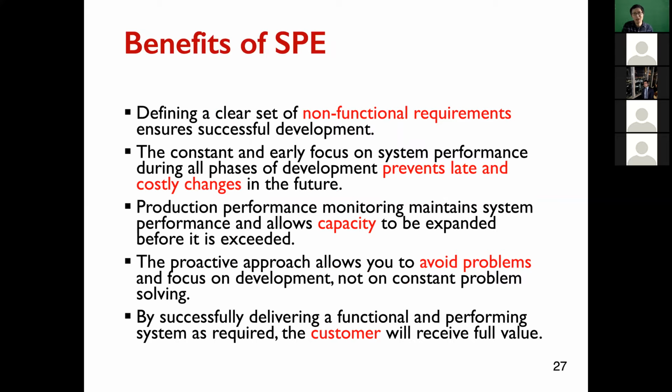So why do we have software performance engineering? There are some advantages or benefits. First, it defines a clear set of non-functional requirements during the functional specification stage. Second, because we do performance engineering at each stage of the software development life cycle, we can find performance issues as soon as possible and prevent late and costly changes in the future. We talked about maintenance before: the earlier you find the issues, the lower the cost of fixing them. Also, in a production environment, because we do performance monitoring, we can maintain reasonable system performance. And when we identify that performance is not good and we need more capacity, we can adjust our capacity, to have more hardware, for example.